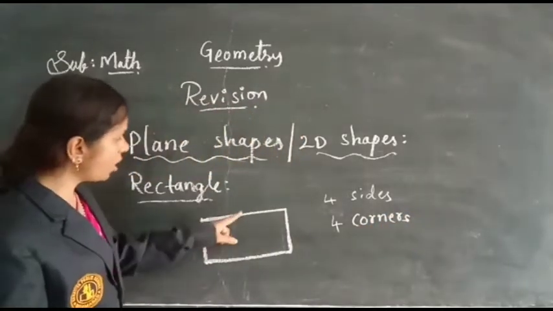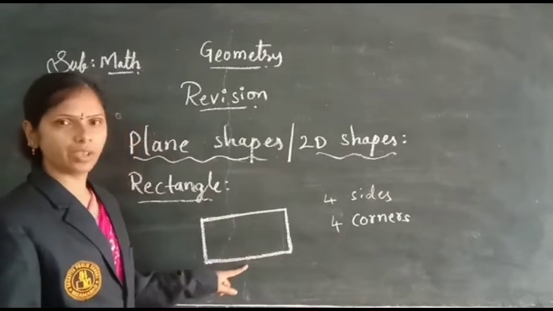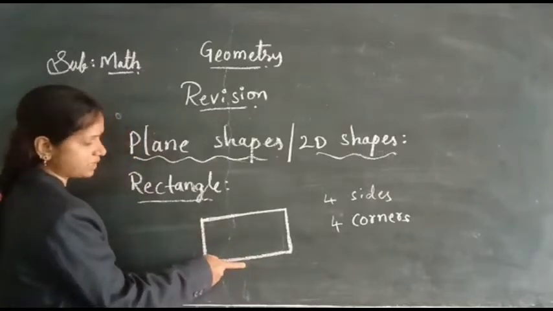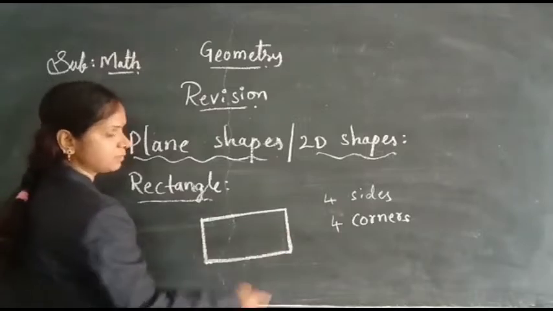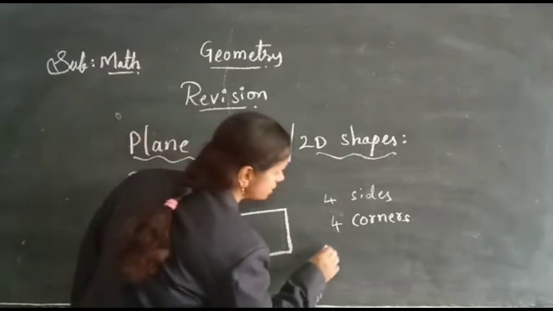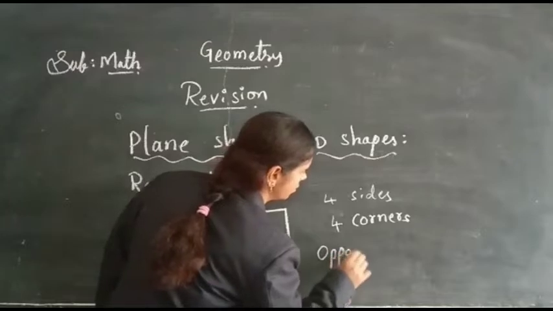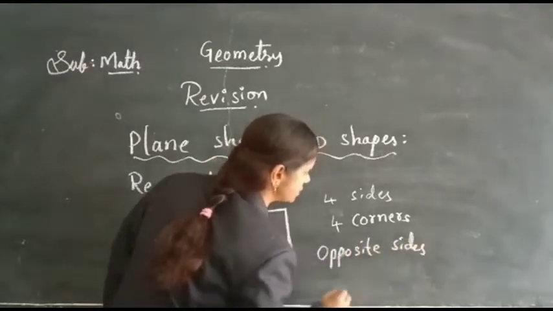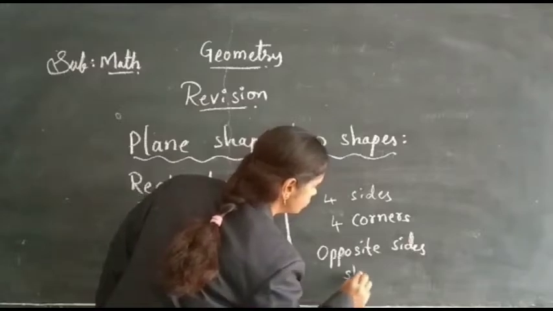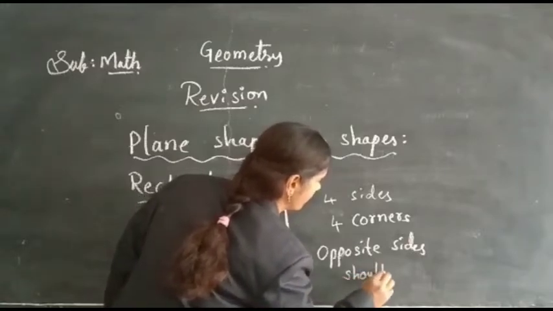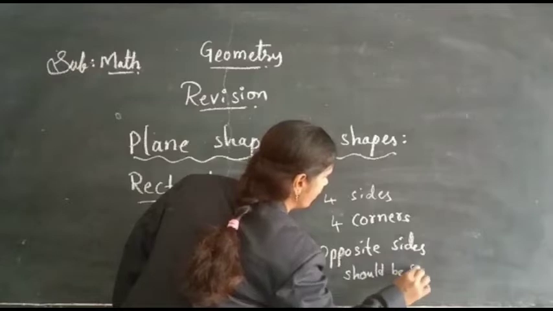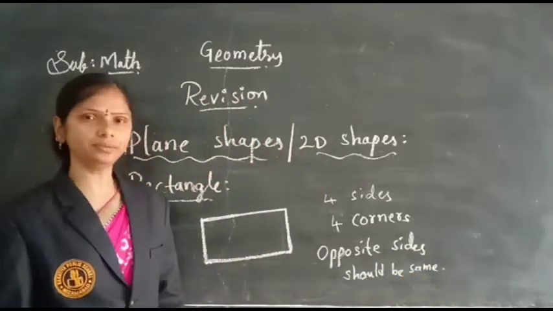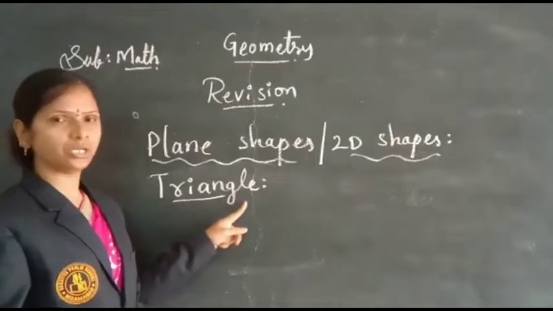And in a rectangle opposite sides should be the same. Opposite sides means the top and bottom line segments' lengths should be the same, and the left and right line segments' lengths should be the same. This is a rectangle, children.